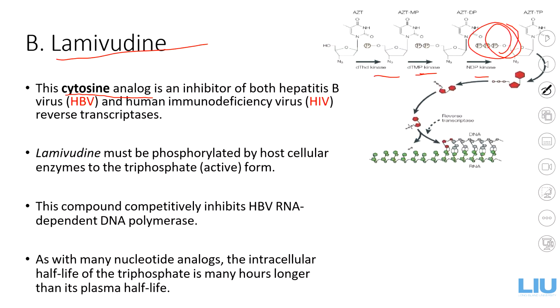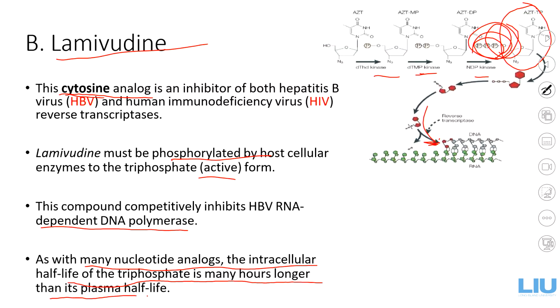to be converted into the triphosphate, which mimics the cytosine and then binds to the DNA and then blocks and terminates the polymerase. So it has to be phosphorylated to be the active form, which acts on the DNA polymerase. So we already talked about mechanism of action. Let's see. As with many nucleotide analogs, the intracellular half-life is many hours longer than the plasma half-life.